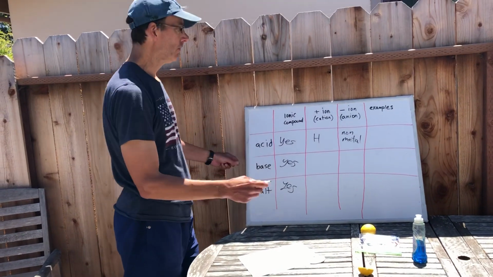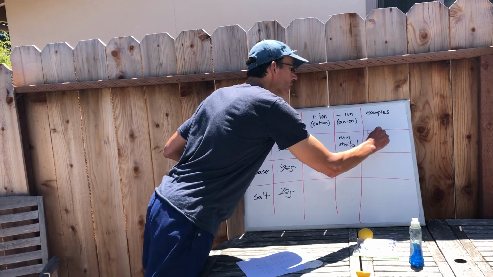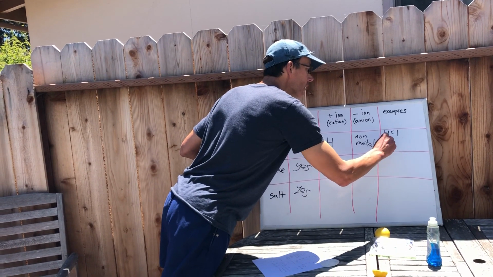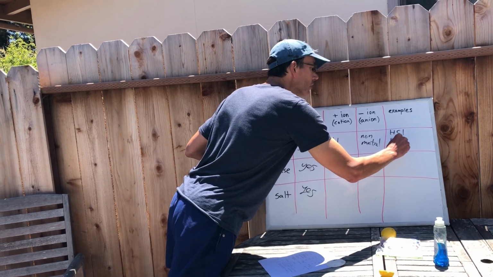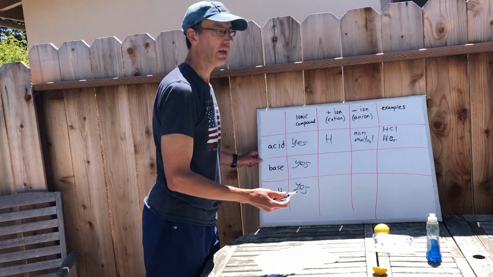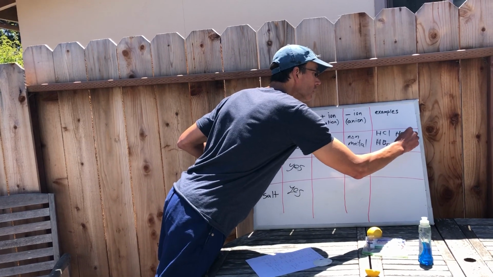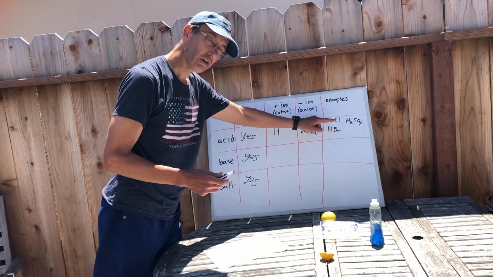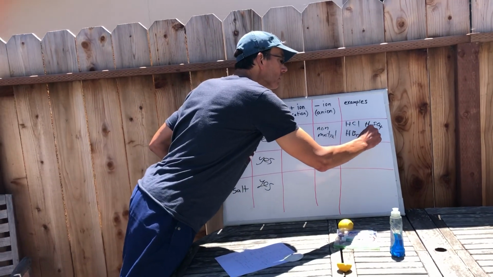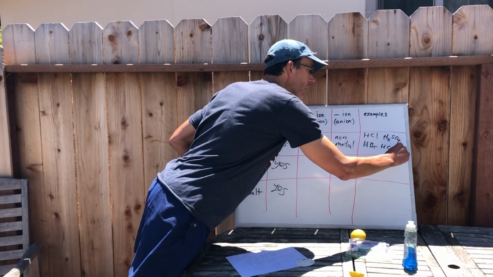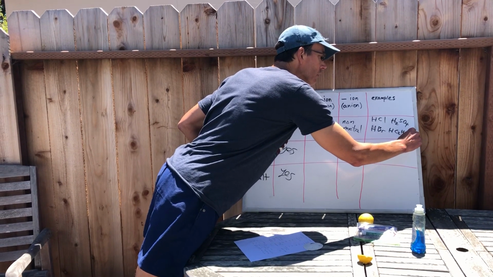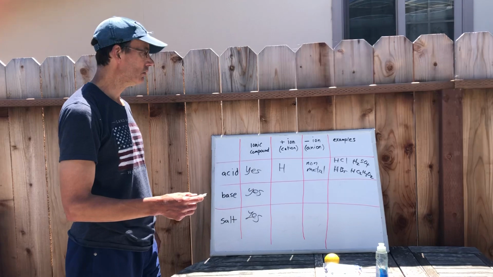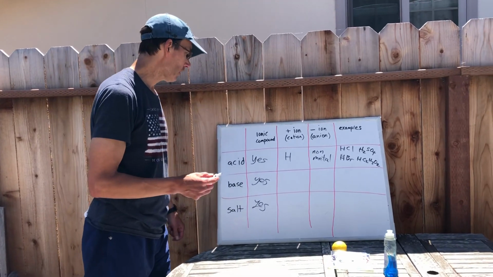So, for example, HCl or HBr or H2SO4: hydrochloric acid, hydrobromic acid, sulfuric acid, or your favorite, acetic acid or vinegar, C2H3O2. So those are some acids.